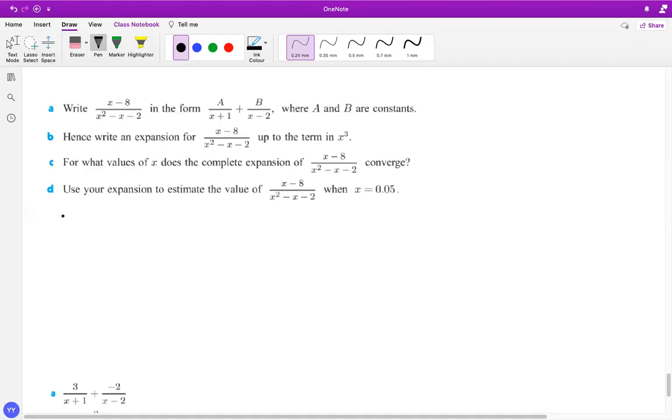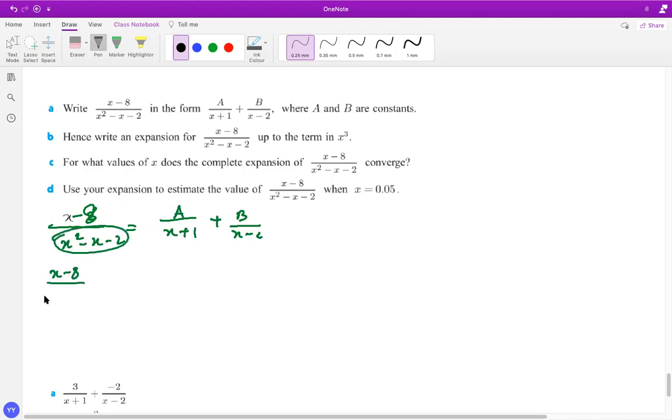All right, so here's the example that involves partial fractions and negative indices. For example, (x - 8)/(x² - x - 2) can be written as A/(x + 1) + B/(x - 2). When you factor this denominator, you clearly see that it's (x - 8) over (x + 1)(x - 2). If you factor this part, it is A/(x + 1) + B/(x - 2). What you do is you cross multiply.